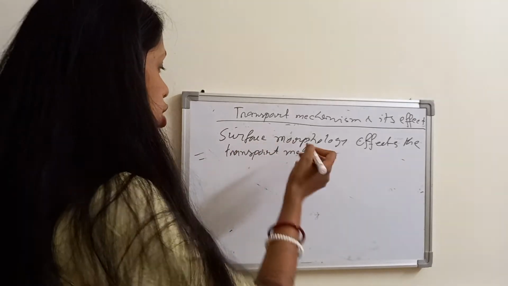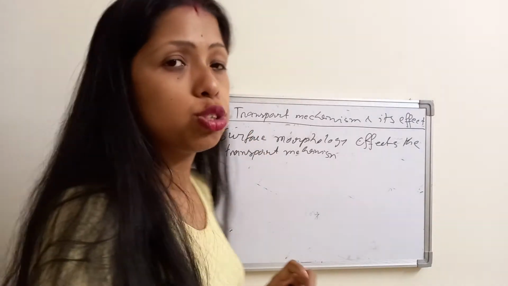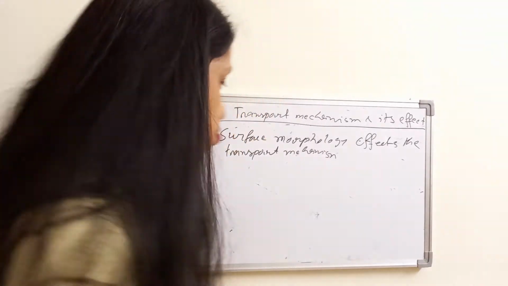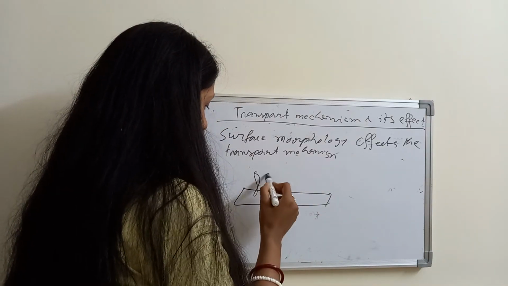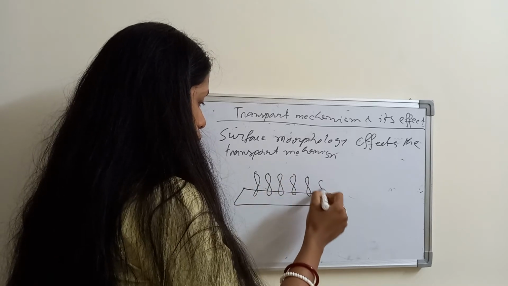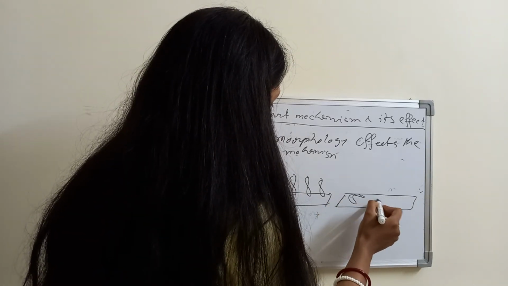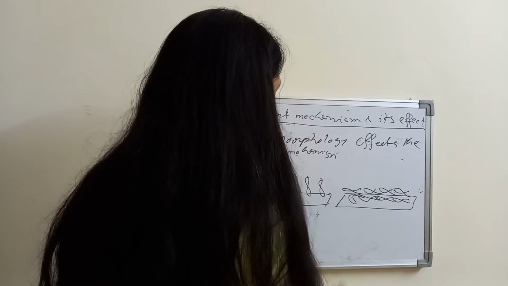How can surface morphology affect the transport mechanism? Suppose I consider one material, pentacene, which is an organic material. The orientation of the material, how we deposit the material on the substrate, also affects the surface morphology. Suppose this is a substrate, and this is pentacene. This is one orientation.